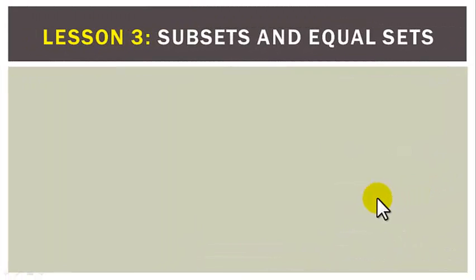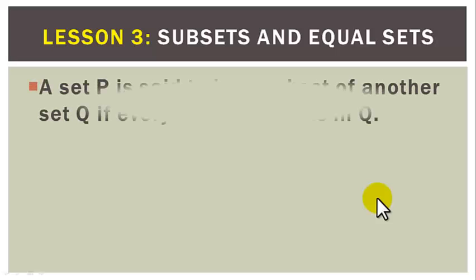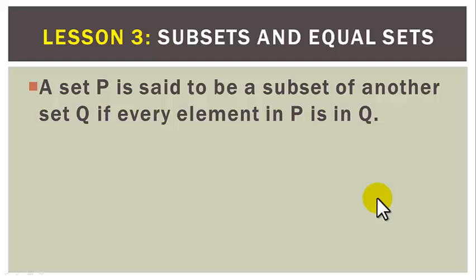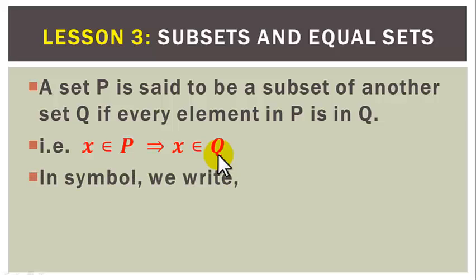Lesson number 3. Subset and equal set. A set P is said to be a subset of another set Q if every element in P is in Q. That is, x element of P implies x element of Q. In symbol, we write this. And we read this as P is a subset of Q.